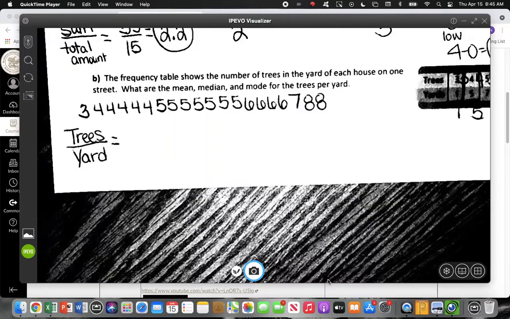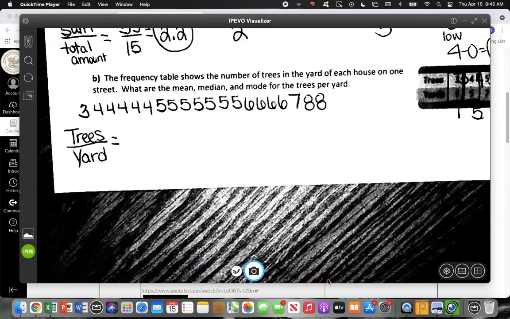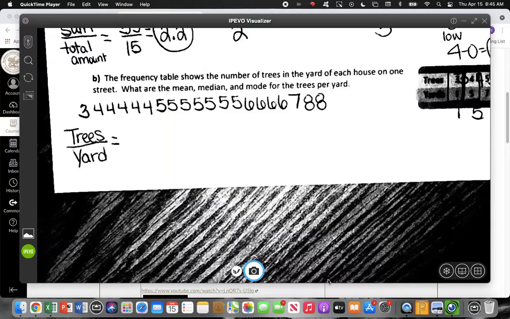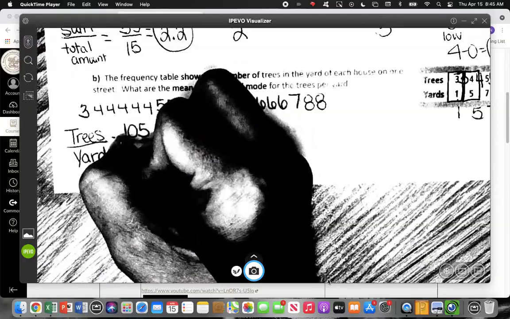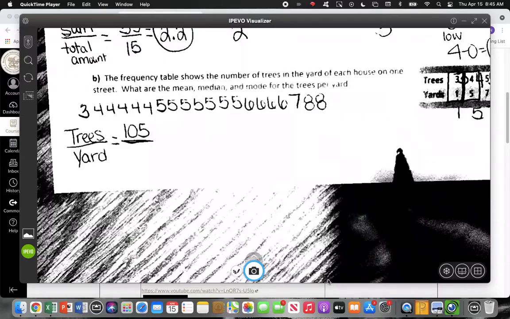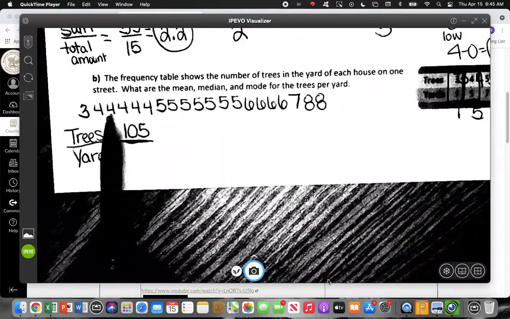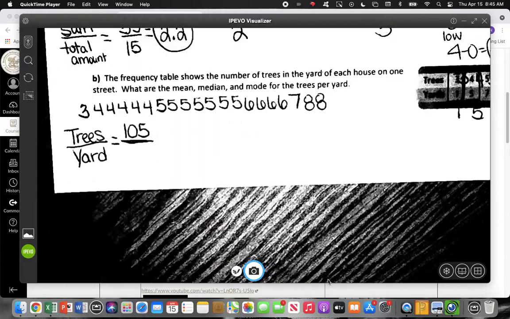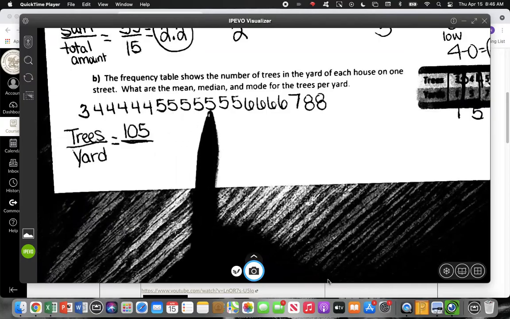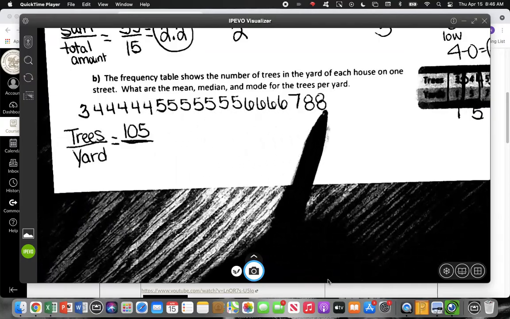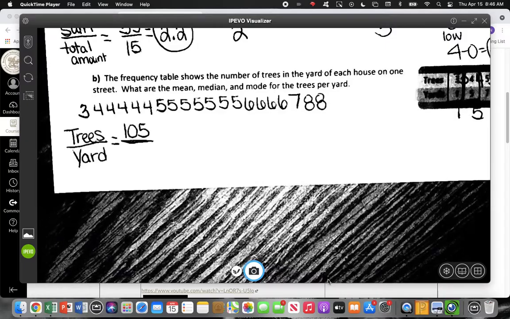Now I've added this up already, but I want to make sure that you guys get the same number. So let me know what you get when you add up this list of trees. I like that number. On this street, there are a total of 105 trees. Now, how many yards were there in total? That's how many numbers are in the list. So if you count all those numbers up, how many yards are there? 20 yards.